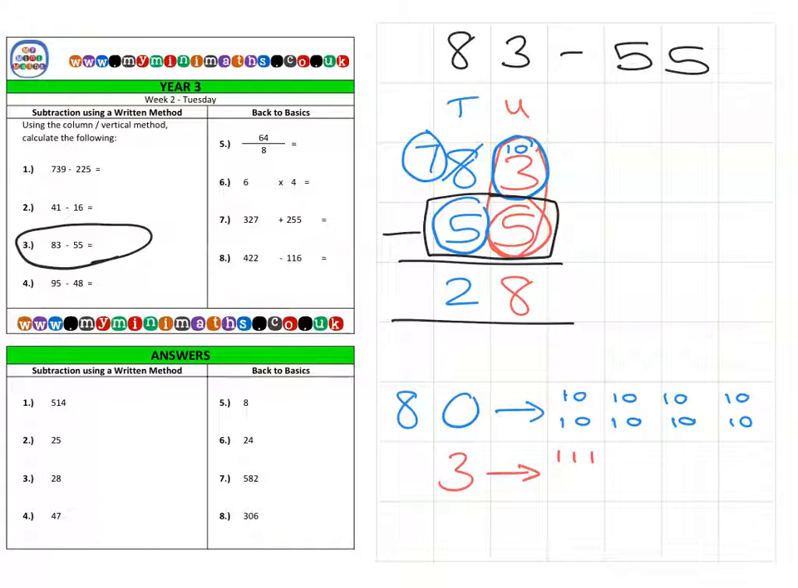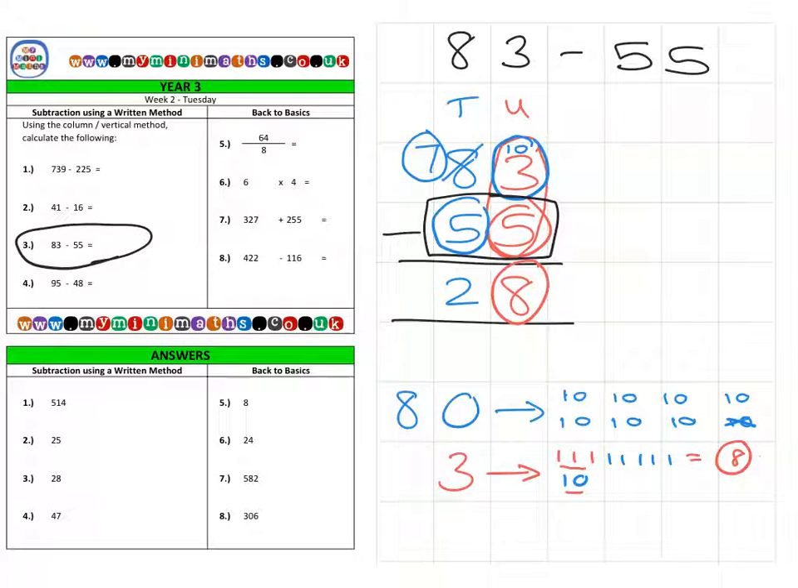Well, again, that's just too many. So we're going to borrow one of these tens and place it here into the ones or the units column. So altogether, we have our original 3 here, plus an extra 10. So 1, 2, 3, 4, 5, 6, 7, 8, 9, 10. So altogether, we have 13, and we're going to take away, subtract 5 of them. So that's 1, 2, 3, 4, 5. For a final answer of 8 units.